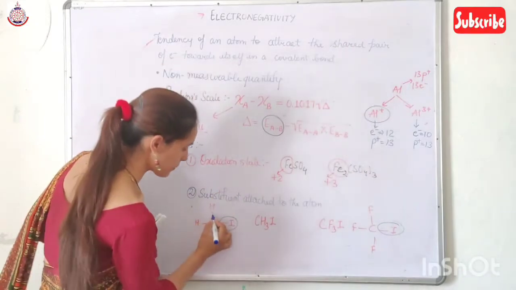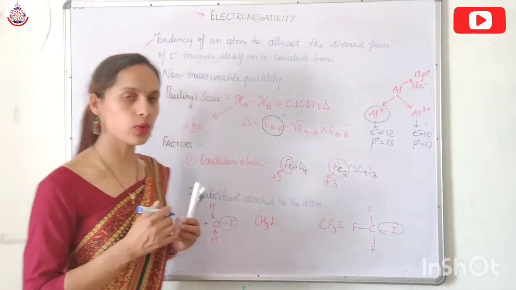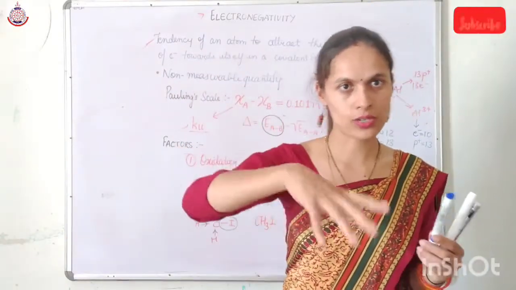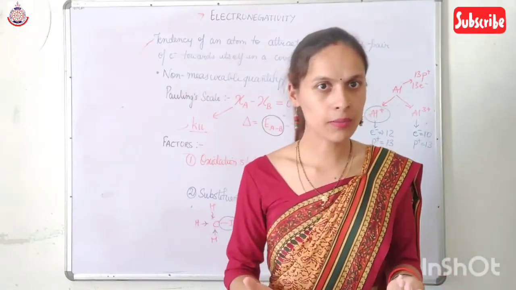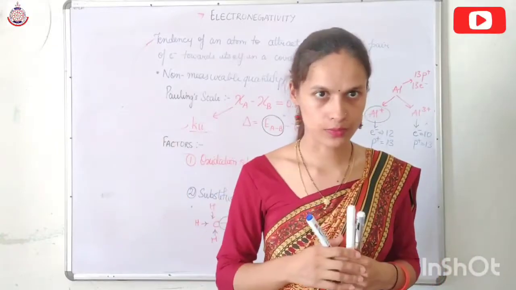And if carbon attracts the shared pair of electrons towards itself, then what happens? The electron cloud around the carbon is already greater in amount, as a result of which it doesn't require extra electrons.